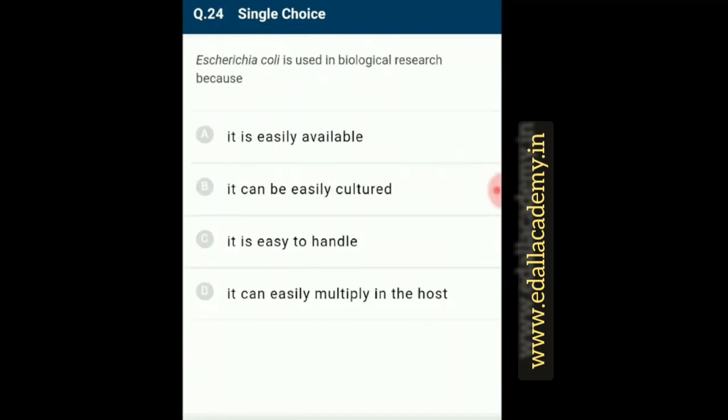4. Escherichia coli is used in biological research because E. coli is a bacterium that is rod-shaped and gram-negative. It belongs to genus Escherichia and it is the most widely studied prokaryotic model organism. This bacterium is mostly used in biological research for its minimal living requirement. This allows it to be cultured easily and manipulated as per the requirements, making it expensive for lab purposes. The plasmid is used as a cloning vector in genetic engineering process. The answer is option B, can be easily cultured.